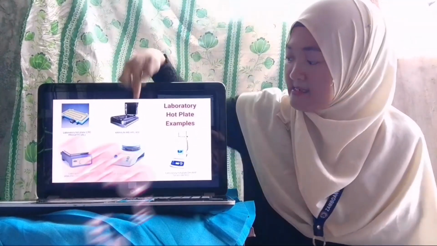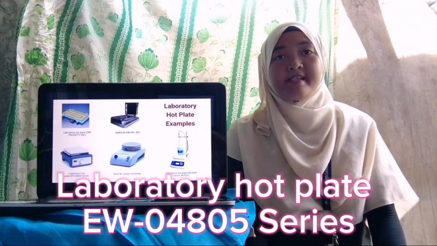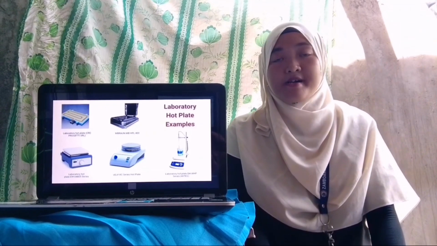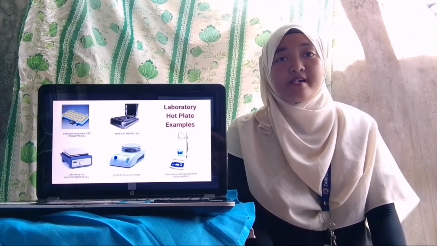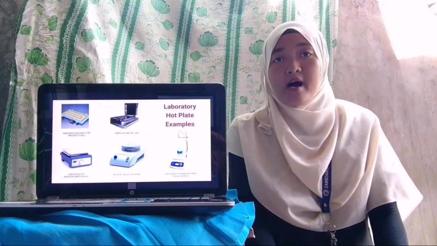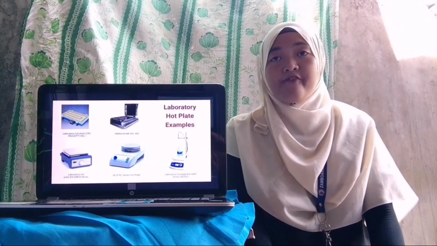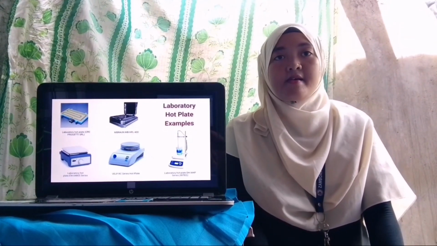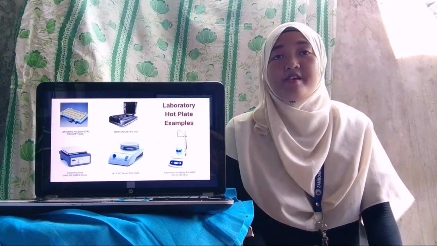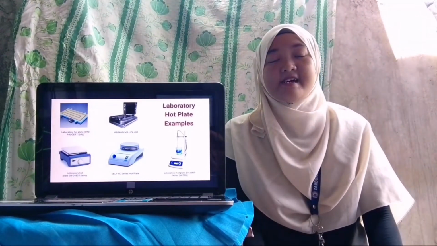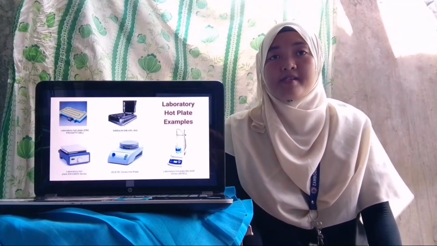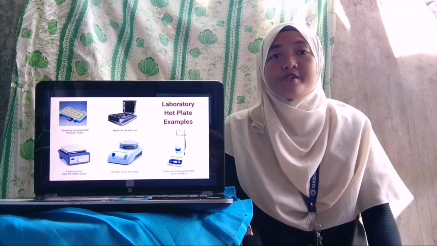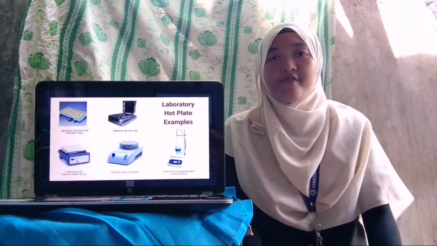Next is the laboratory hot plate EW04805 series, also known as Stuart equipment. It is the Stuart UC150 and US150 hot plates, made of either chemical resistant glass or ceramic, or coated aluminum silicone. This device has integrated LED setting scales that display temperature measurement in degrees Celsius, flashing hot warning indicators that flash when the temperature exceeds 50 degrees, and a small overall design.